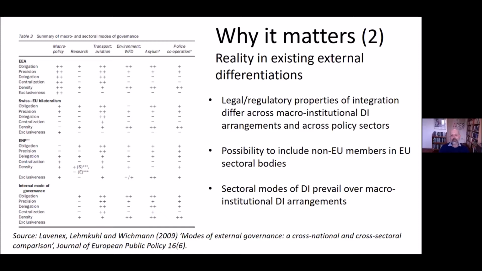We have looked at this across four types of macro institutional association, if you want, and five policy areas. And an important finding is that we found more differentiation in terms of the legal and the organizational patterns of differentiated integration at the level of the sectors than at the level of the macro institutional arrangement of association. And this preeminence of sectoral modes of differentiated integration, in fact, corroborates this picture of a condominio in differentiated integration.